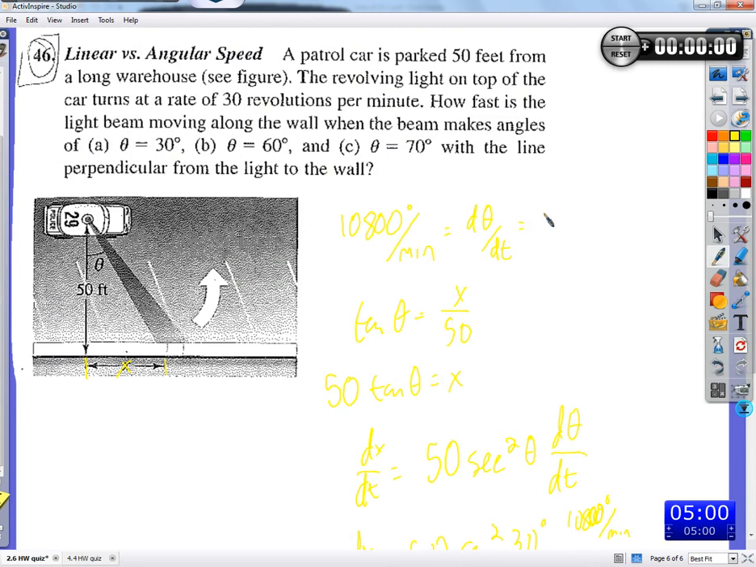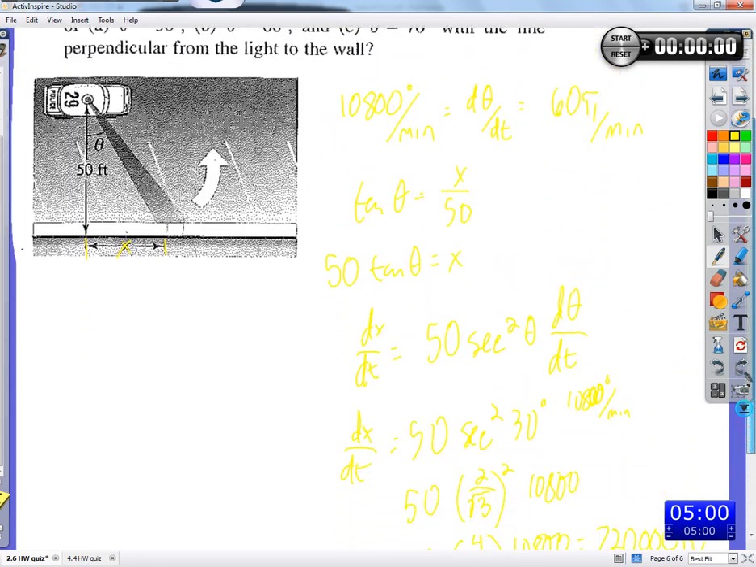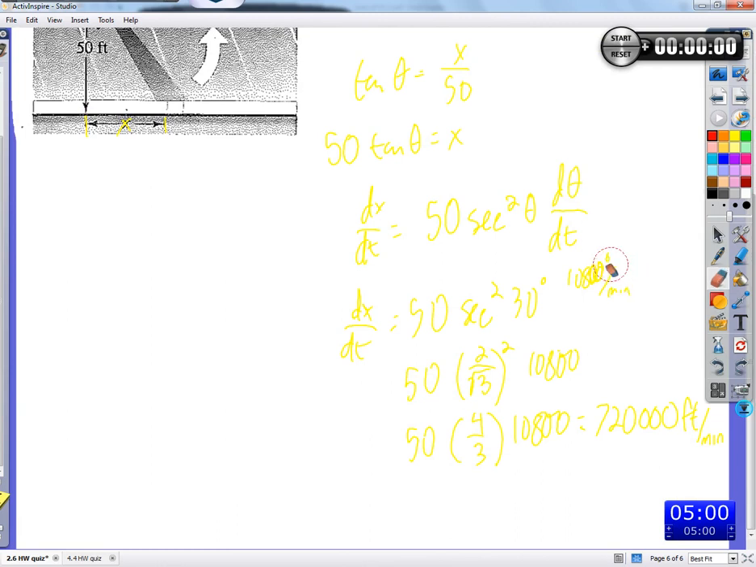How many radians would that be? We're going to translate degrees into radians. It'd be 2 pi times 30, which is 60 pi. So 60 pi per minute. Sixty pi right here. That'll change this.